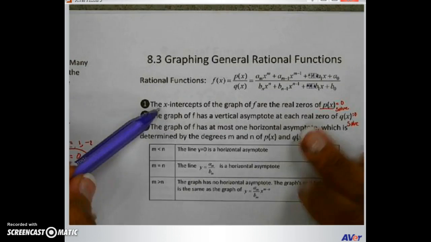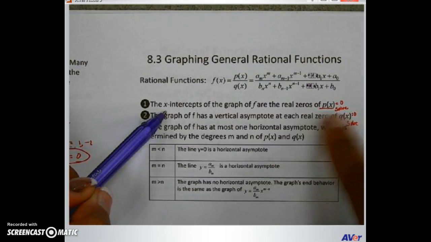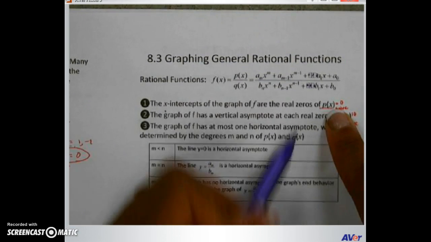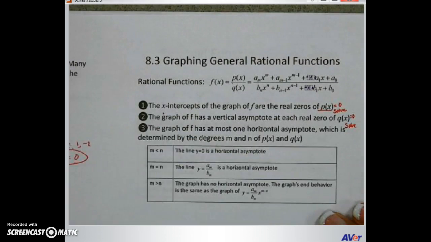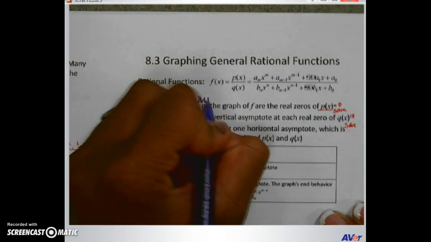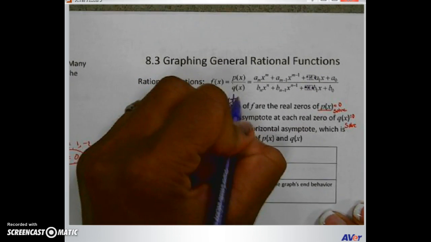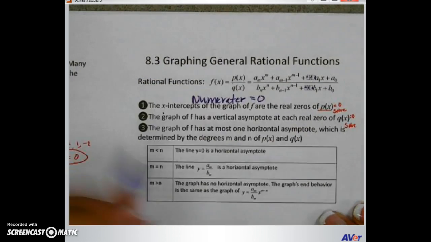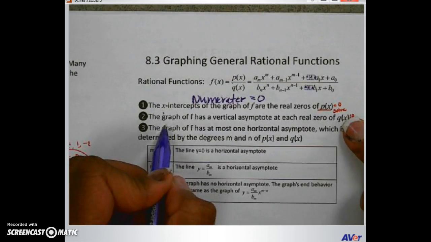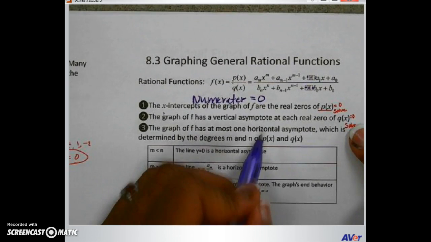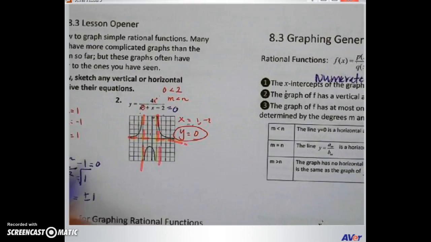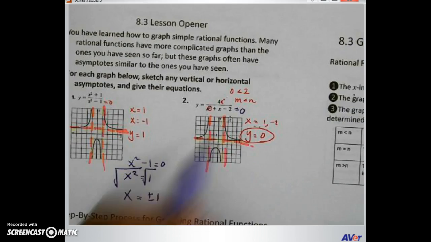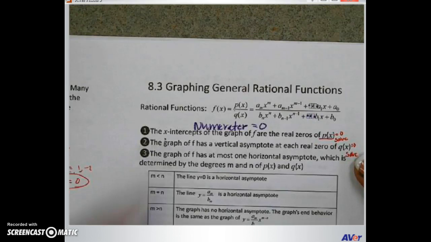So, for one, to find the x-intercept, we set p of x equal to 0. So p of x is always the numerator. So if you want to write yourself a note, you can put numerator equals 0. To find the vertical asymptote, always, always, always set q of x equal to 0. That's what we just did over here, and more so over here. So the denominator equal to 0.